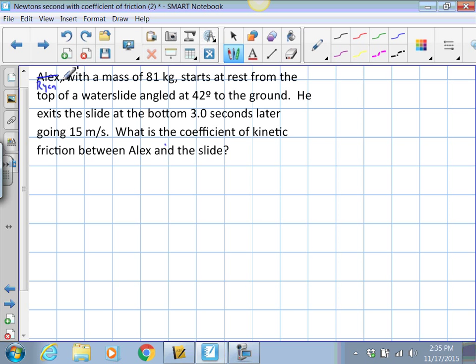Ryan, who has a puny mass of 81 kilograms, starts at rest from the top of a water slide. I'm at a water slide park. Angled at, no, didn't say you were at a water slide park. This is probably your backyard with a slide, and you've sprayed some water on it. Okay? That's the best you could do, right? So we've got a mass of 81 kilograms, starts from rest at the top of a water slide, angled at 42 degrees to the ground. He exits the slide at the bottom 3 seconds later, going 15 meters per second. What's the coefficient of kinetic friction between Alex and the slide? You mean Ryan? Right. It's Ryan. Yes.